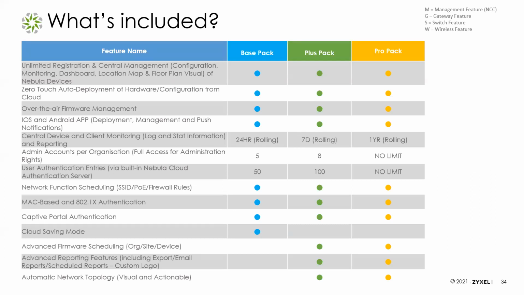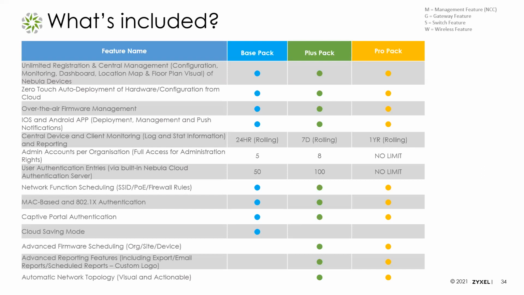Advanced reporting is something that's only available in Plus and Pro Pack. So it'll generate and automatically email out reports. You can add your logo to it. So maybe you want to send these reports to your customer to show them what's going on the network proactively. You can add your logo to that when it gets emailed out to them.